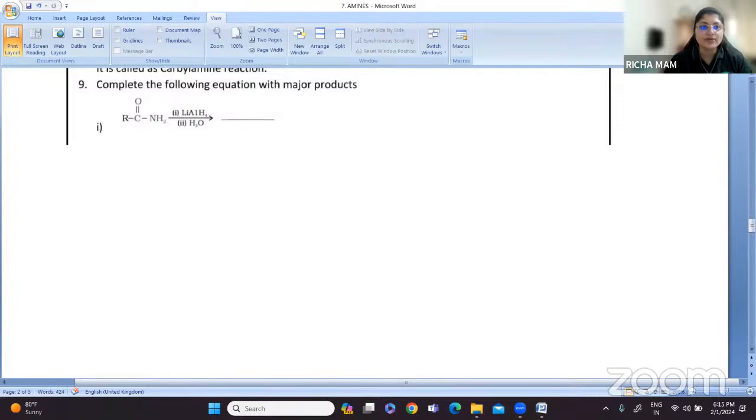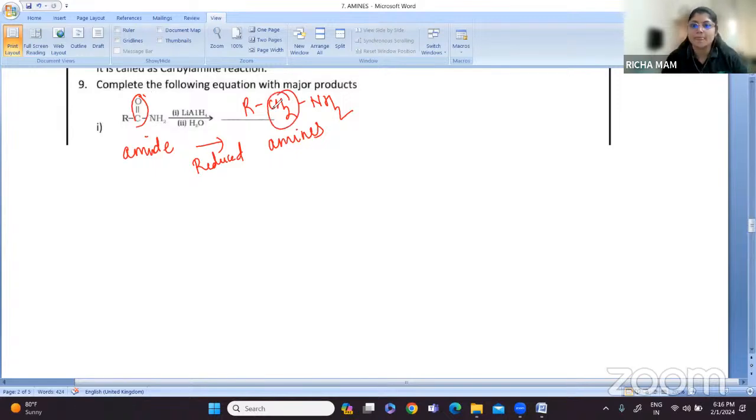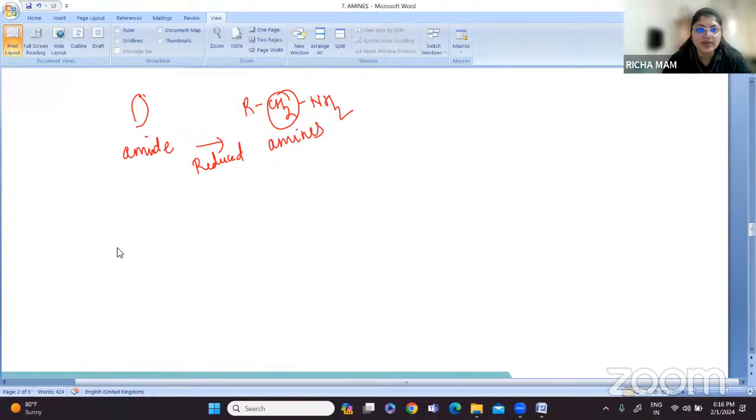When amides react with lithium aluminum hydride in the presence of water, you get RCH2NH2. That is, primary amides are reduced to amines. It is a reduction reaction, where your C double bond O is converted into CH2. So this is the equation, and this we have seen.